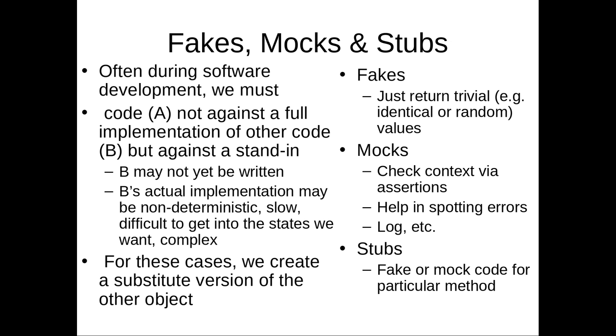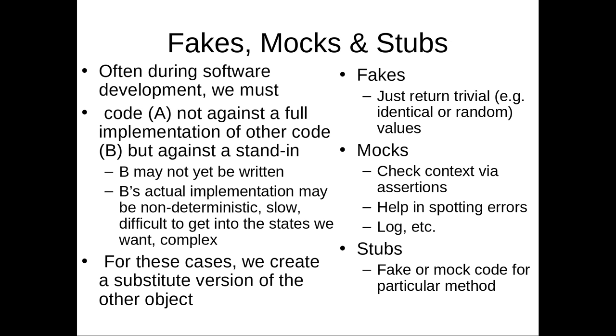It could also be that these other components are non-deterministic or slow. They're hard to get into the states that we want. And we want to mock it to return a certain error message, right? And that will get our code to do a certain thing. So instead of trying to twist the actual code to return that error message, you mock it out and have it return that error code. And then you see how your code responds to it, right? It's a bit of a hook of sorts.